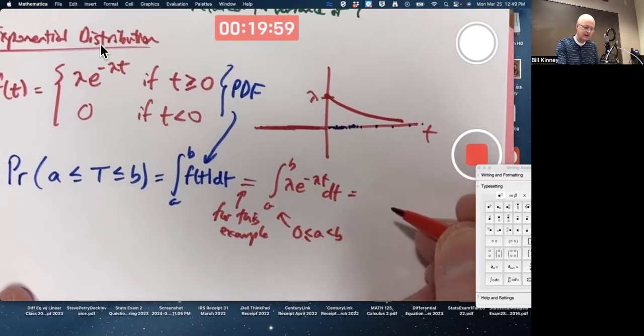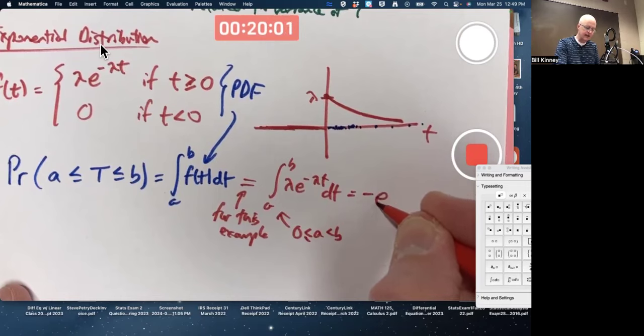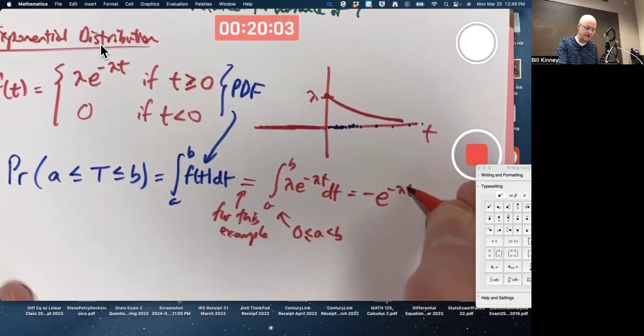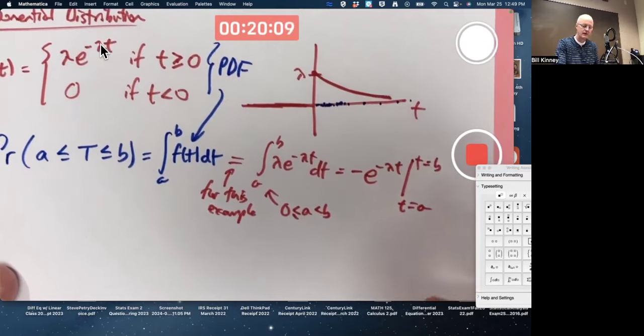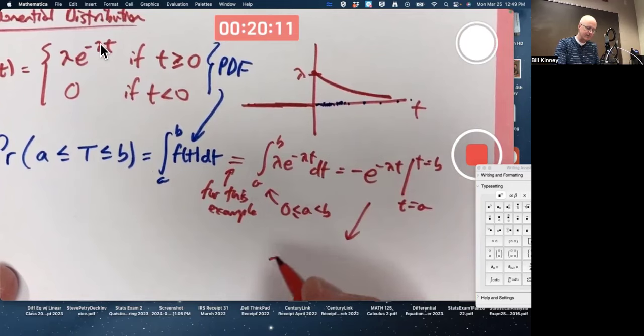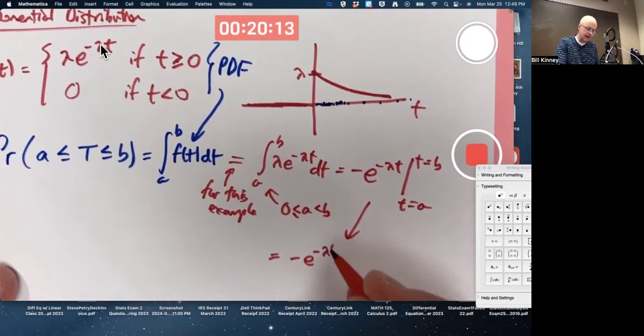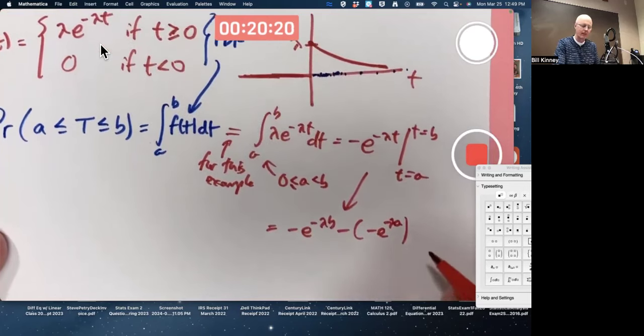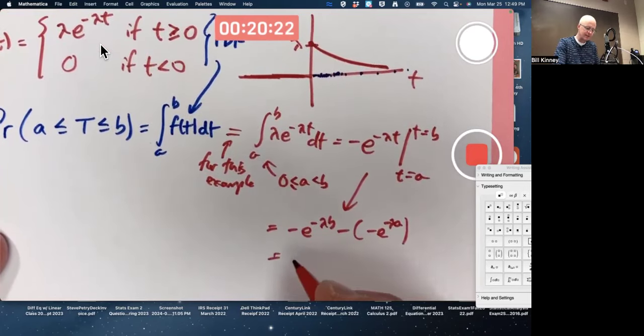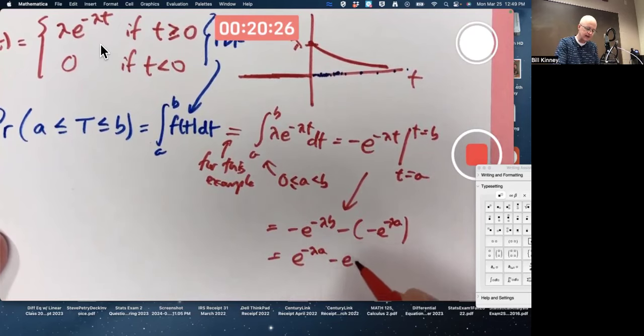Do the integral by hand. The antiderivative is negative e to the negative lambda t. I just did that in my head. t goes from A to B. Simplify, and you'll get negative e to the negative lambda b minus negative e to the negative lambda a. Two minuses make a plus. The simplest way to write this is e to the negative lambda a minus e to the negative lambda b.